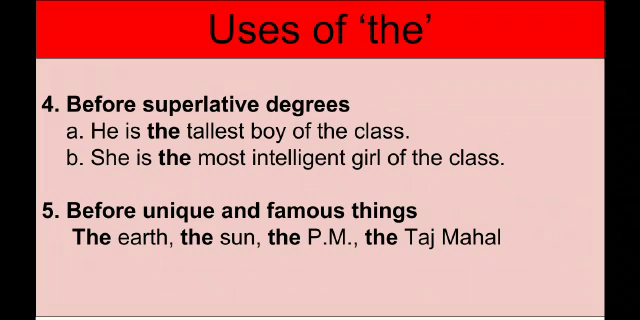Coming to the next case, before unique and famous things. The things which are unique and famous, we have to put "the". So for example, the earth, the sun, the PM, the Taj Mahal. Now earth, sun, moon, these are unique things, and famous also. That's why we have used "the".